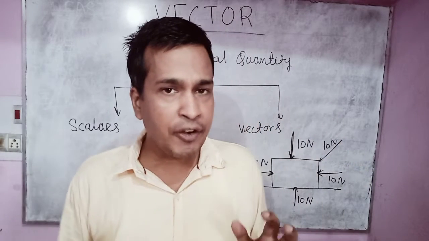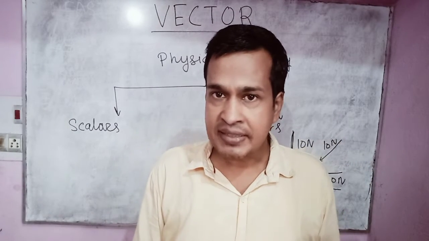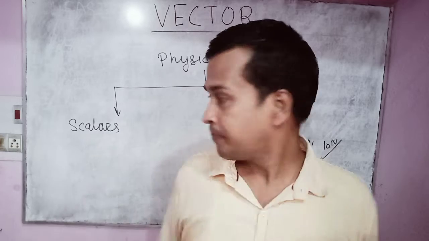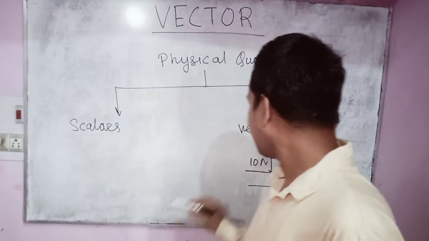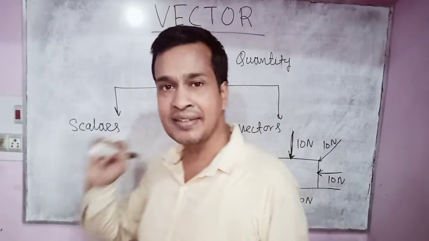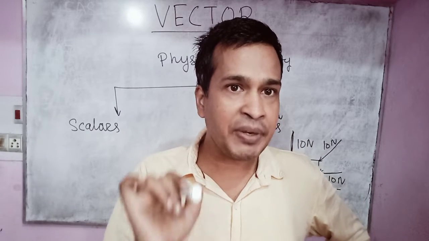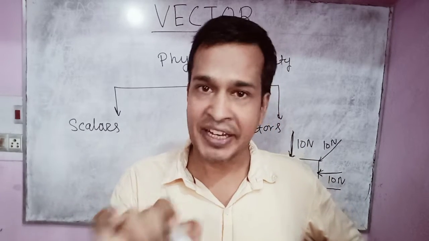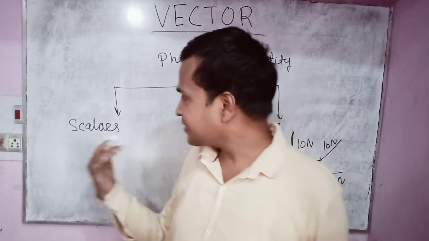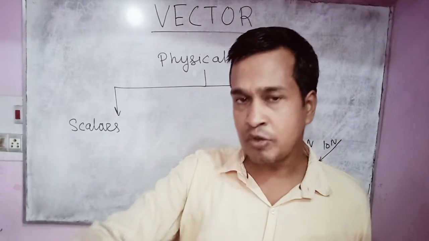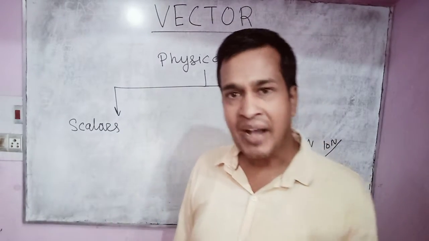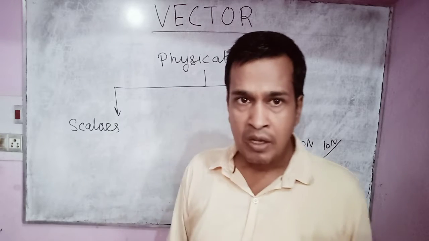See, in physics, all the physical quantities can be divided into two parts. First part is scalars and the second part is vectors. What are scalars? Scalars are the physical quantities which can be described only by their magnitudes. To describe a scalar physical quantity, any direction is not needed. For example, mass is a scalar physical quantity.